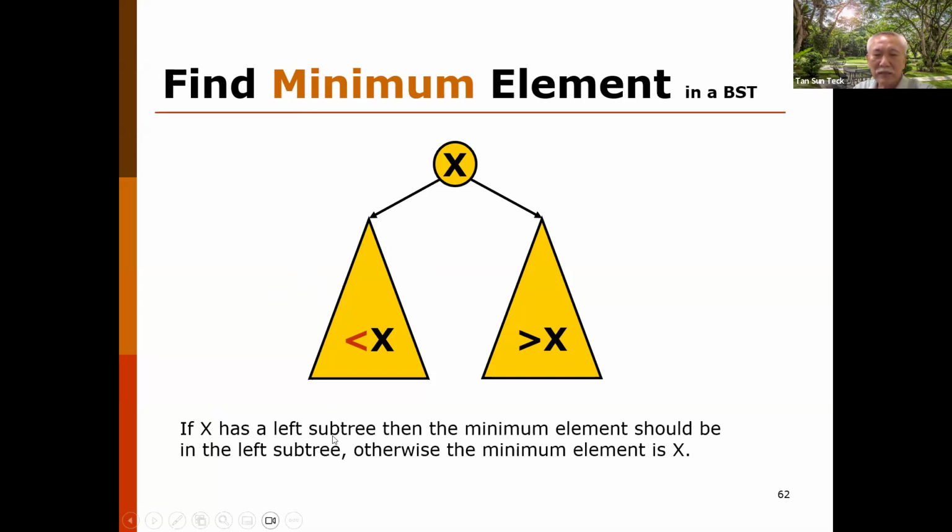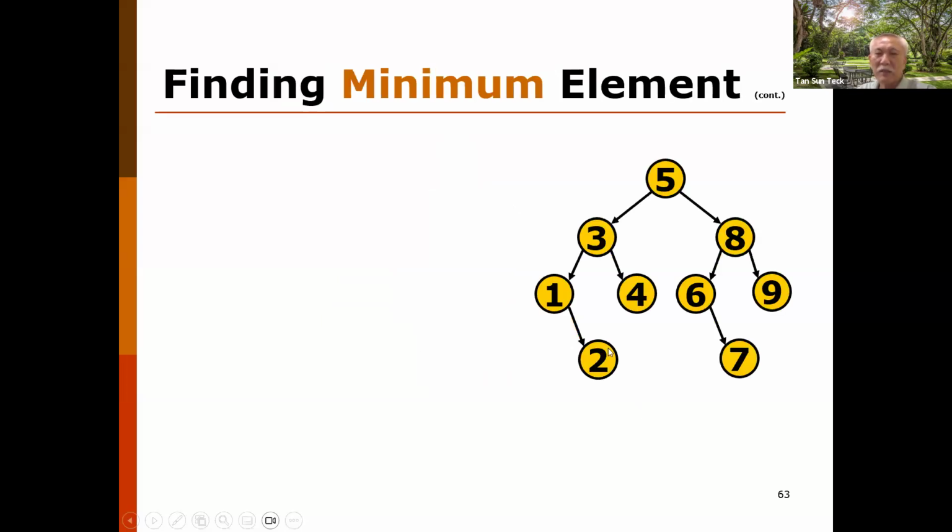Right, so if X has a left subtree, then the minimum element should be in the left subtree. Otherwise, the minimum element is X. So that's how you can write the algorithm to solve this problem. Okay, finding the minimum. You can see that if 5 is the root node, I come inside here, there's a left subtree, so I go to the left. There's a left subtree, I go to the left. And then this guy has no left subtree. So therefore, 1 is the minimum element.